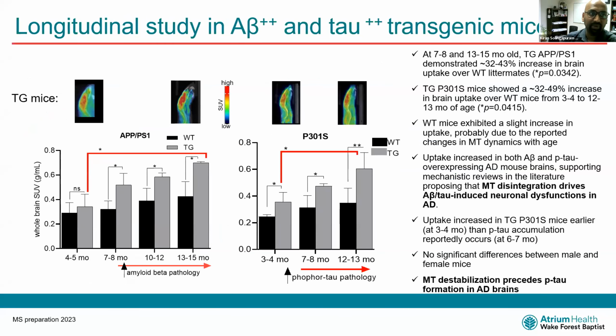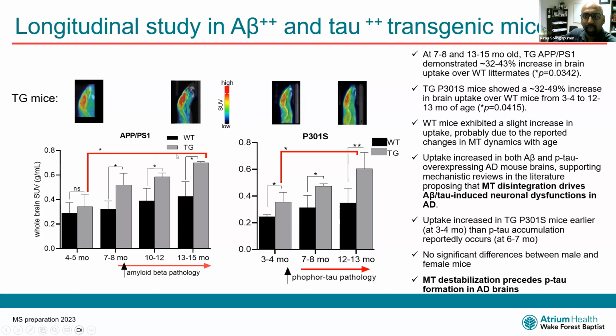So this is an interesting study where we did the longitudinal study from almost 4 months to 15 months in APPPS1, which is an A-beta overexpressing mouse, and P301S, which is a tau overexpressing mouse. In both cases, we have seen that from 4 to 5 months till 13 to 15 months, in the transgenic mice, the uptake increases. The same mouse at the earlier time point and at the later time point shows an increase in uptake. So more noticeably, a few things I do want to bring up: in both cases you see an uptake, which shows that microtubule disintegration drives both A-beta and tau-induced neuronal dysfunction.